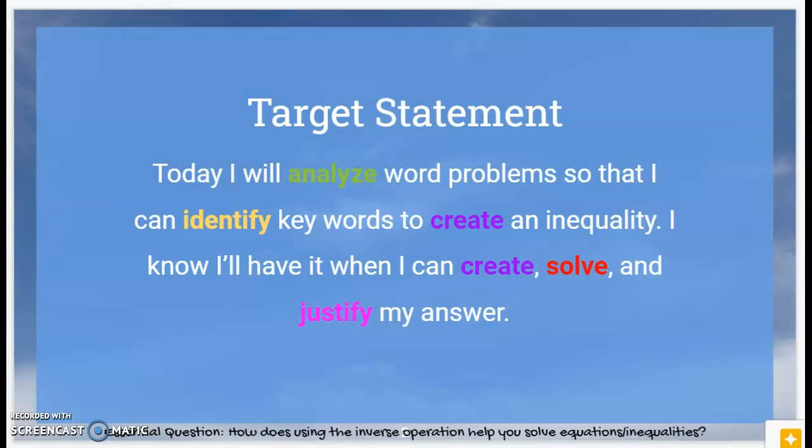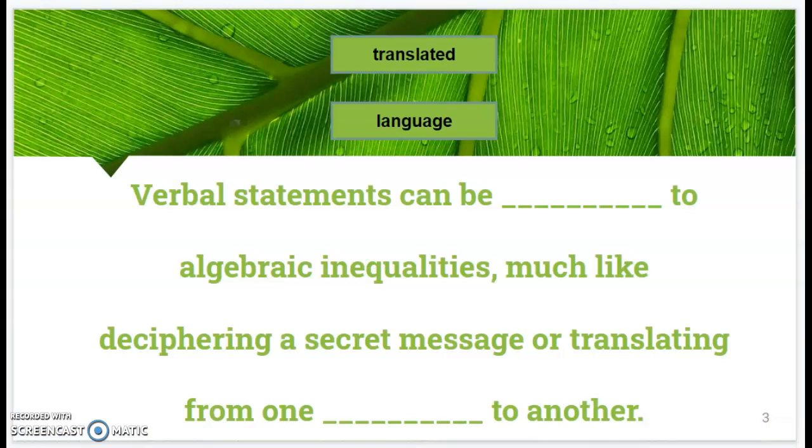So we don't want to just write that inequality. We want to go ahead and justify our answers, and if at all possible, after creating the inequalities, solve for it.